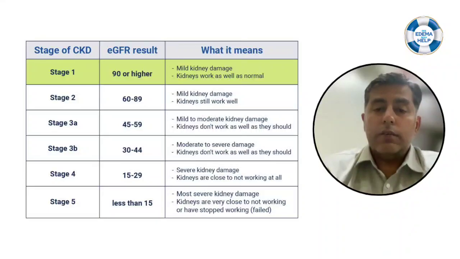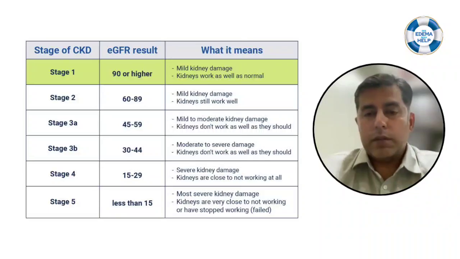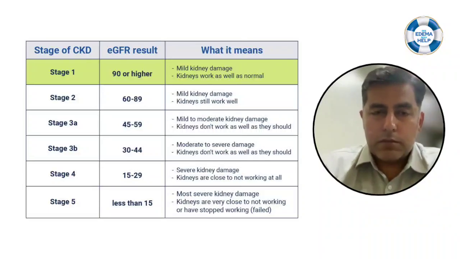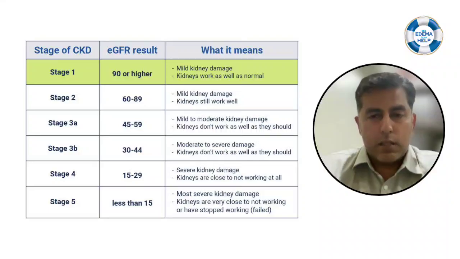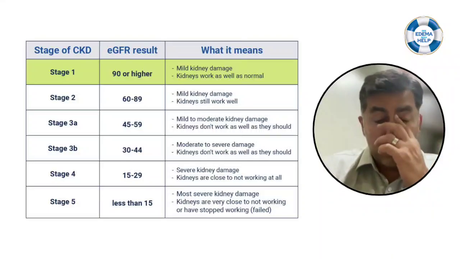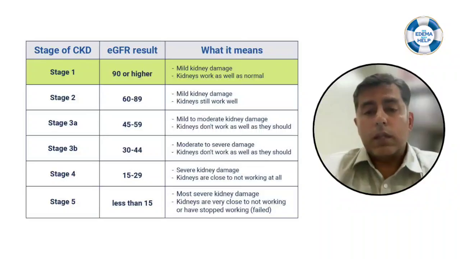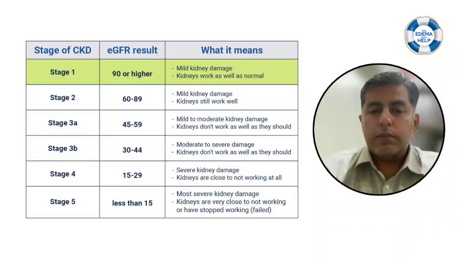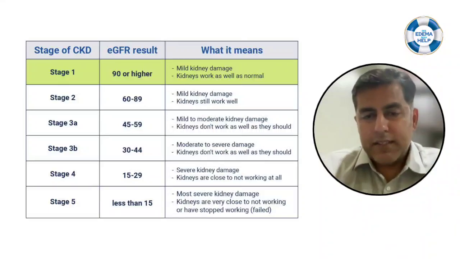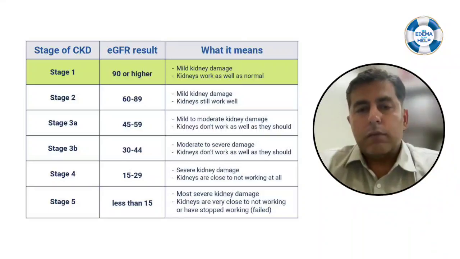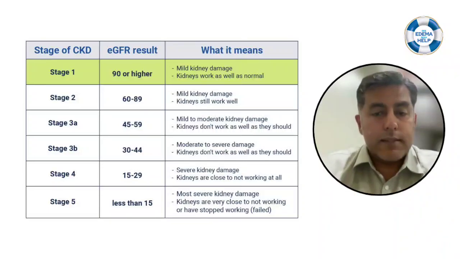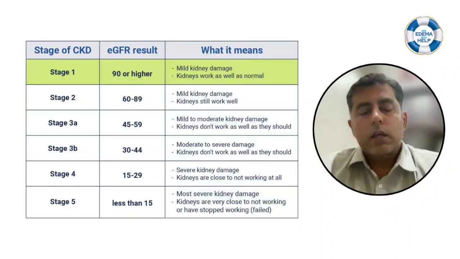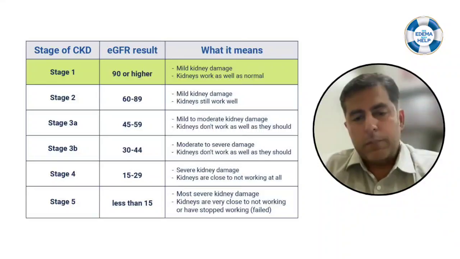Stage 3 is again divided into two types, 3A and 3B, because most of the patients who have CKD present in this stage. Stage 3A is if the functioning has dropped to less than 60 but more than 45. Stage 3B is if the GFR has dropped to more than 30 but less than 45. If the GFR is at that level, you can call it stage 3B. Apart from that, if the kidney functioning has dropped to less than 30 but the GFR is still more than 15, we call it stage 4.